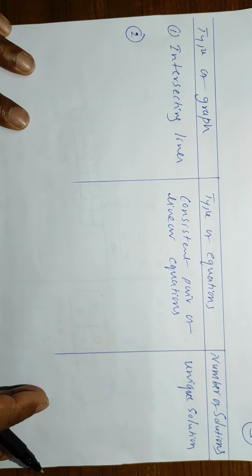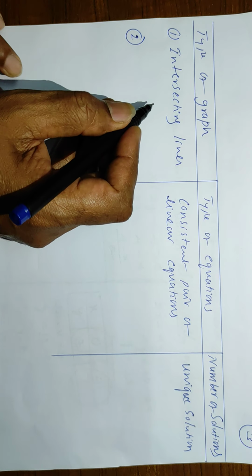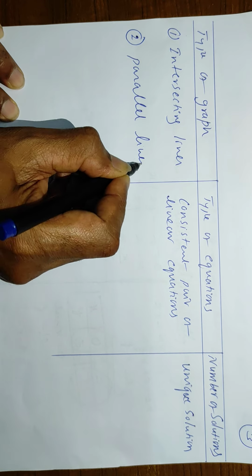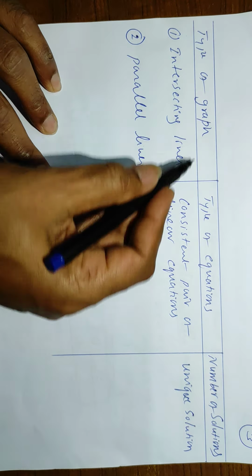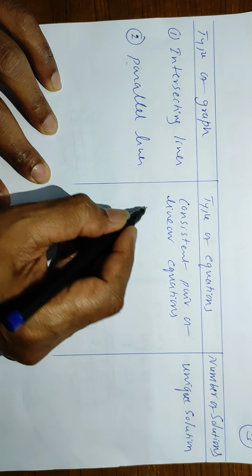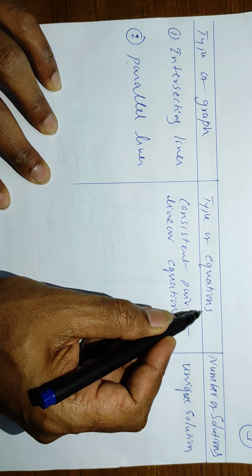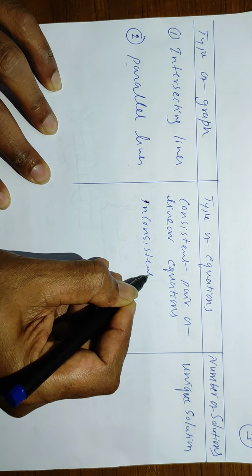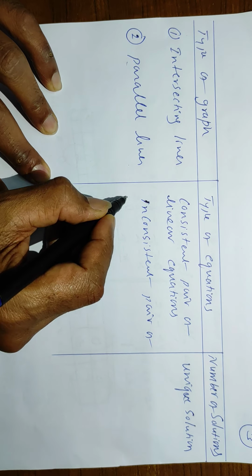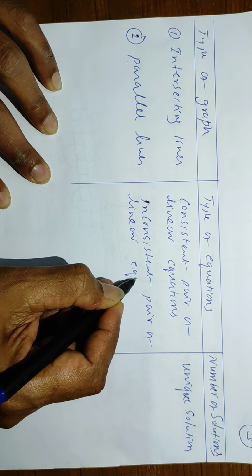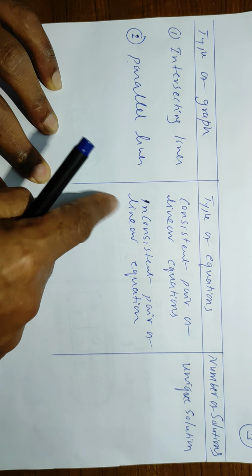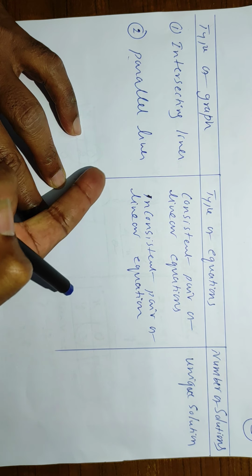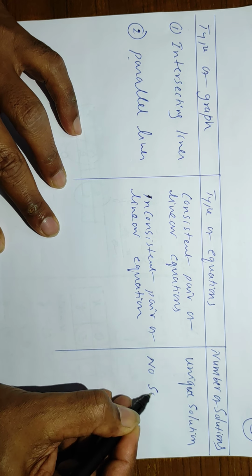Second possibility is if they are parallel. The type of graph is parallel lines. Then the equations are called an inconsistent pair of linear equations. Since they do not intersect, there will be no solution for such equations. No solution.